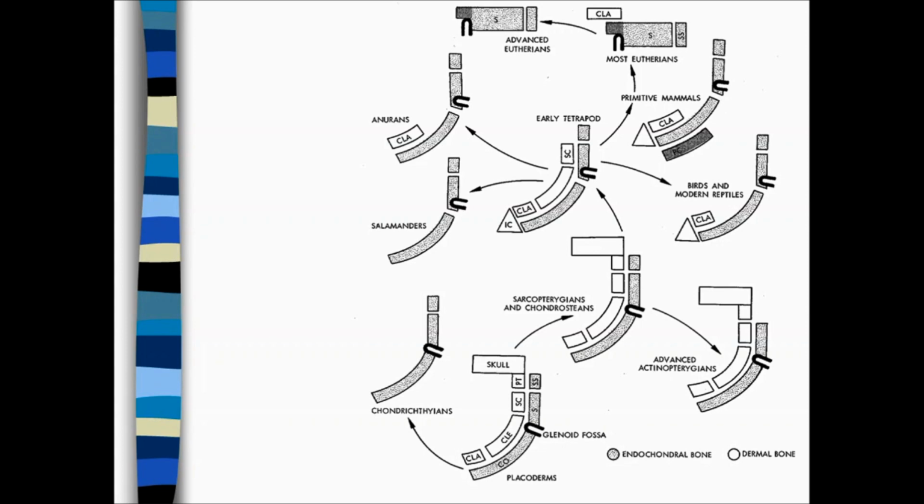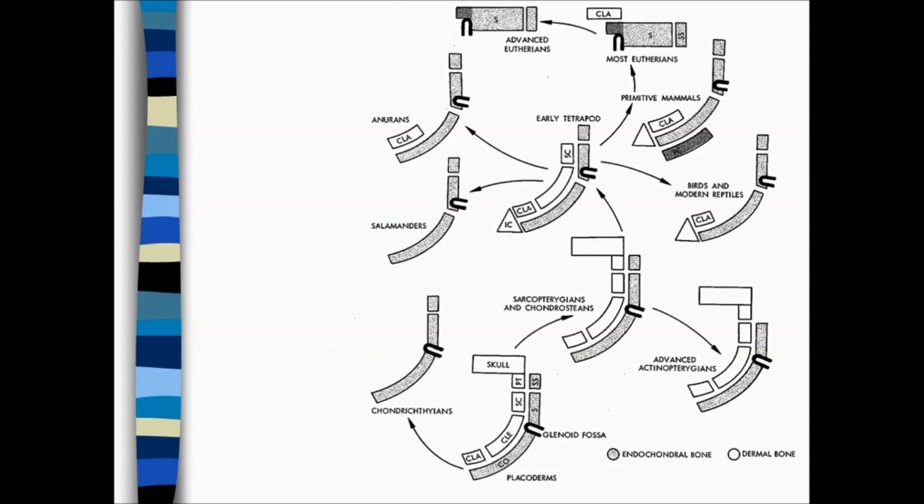If we look at the placoderm condition, here you see all of the bones that are involved in the pectoral girdle. You have a suprascapula, the scapula, the coracoids, the clavicle, the cleithrum, the supraclavicle. I don't recall what that is. That's probably the pterygoids, and there's the skull. There's the glenoid fossa. That's where what ultimately becomes the humerus is going to articulate.